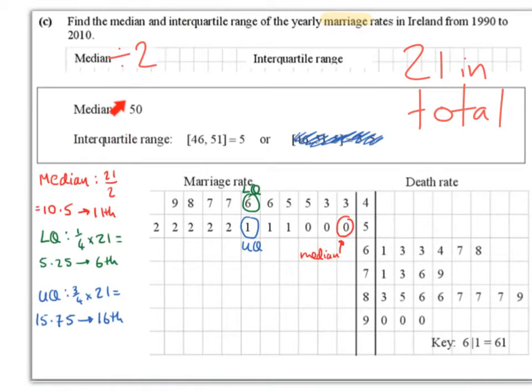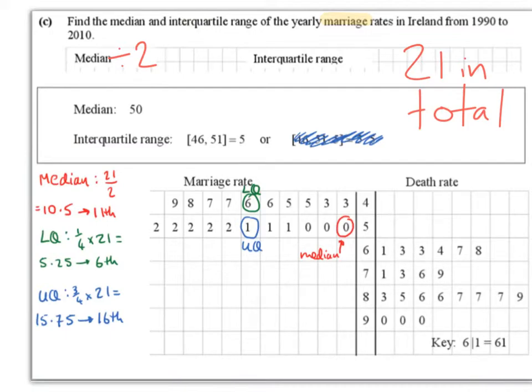So let's say there had been 20 values, not 21. 20 divided by 2 would be 10, not 10.5. And since 10 is a whole number, you would take the average of the 10th and 11th value. So you'd find the 10th value in your list, and you'd find the 11th value in your list, which would be right next to it, and you'd add them together and divide by 2, and that would give you the median. Okay, so now we want to find the interquartile range.